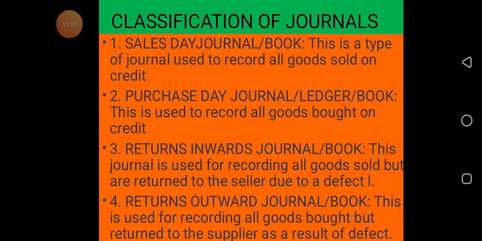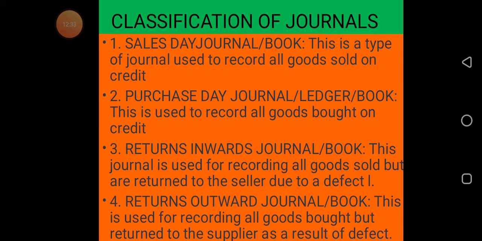We have the sales day journal or book, the purchase day journal, the returns inward journal, and the returns outward journal. We also have the cash book. The cash book is also a journal. And we have the journal proper. But in this class, apart from the cash book, which records all cash transactions, we have to look at the four other vital special journals, which are used for transactions that are not cash transactions.